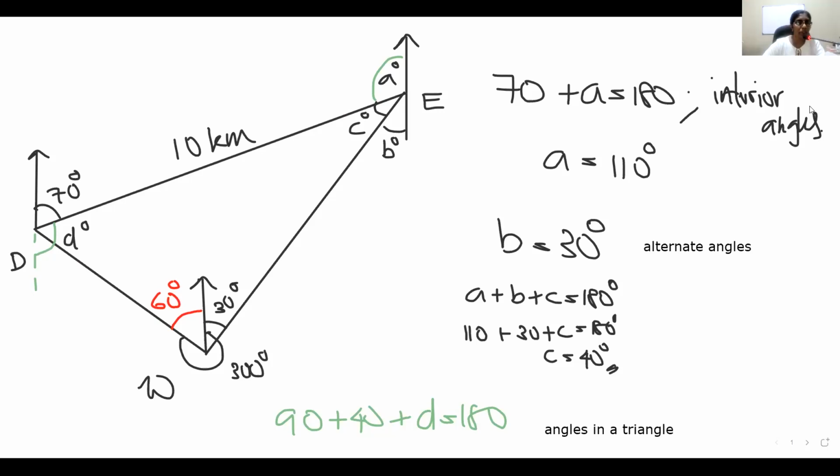Extended down, that will be 60. That's the first one. Again, you have the reason: it's an alternate angle, 60. Then 60, then the straight line: 60 plus 70 you have to add and then subtract from 180 to get D.